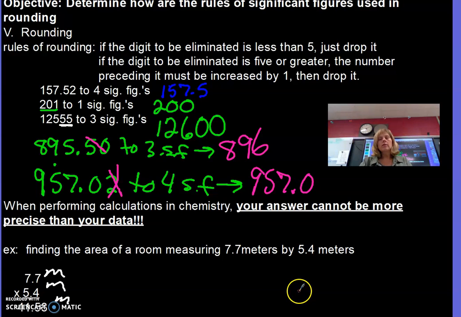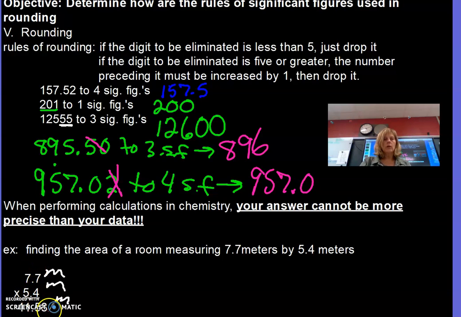Again, the rules are a little bit different with addition and subtraction, and with multiplication and division. So in this example, if I'm finding the area of a room, I'm multiplying 7.7 meters by 5.4 meters, and I carry this answer down. My rule in multiplication and division and addition and subtraction says my answer cannot be more accurate than my data.